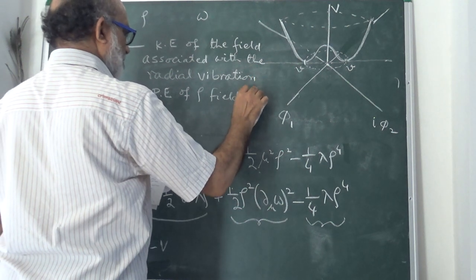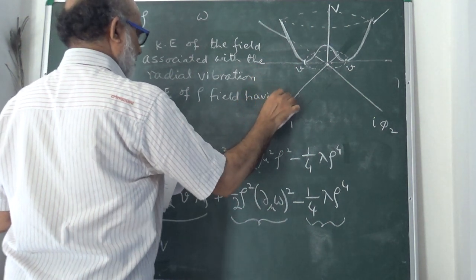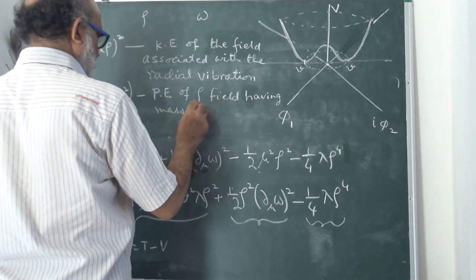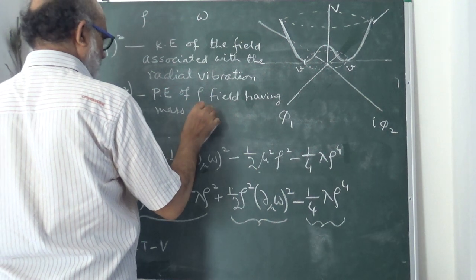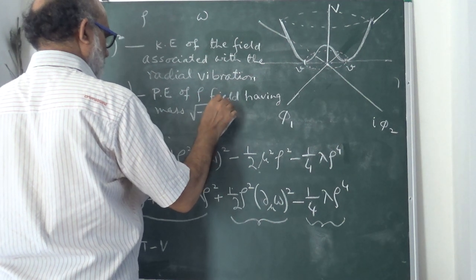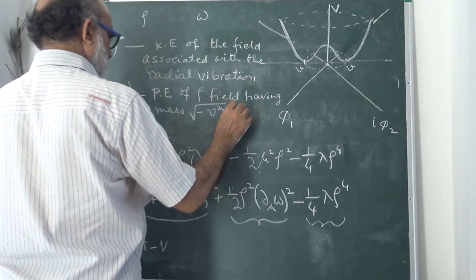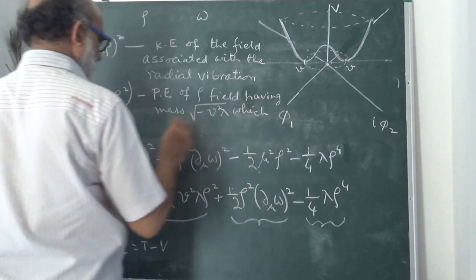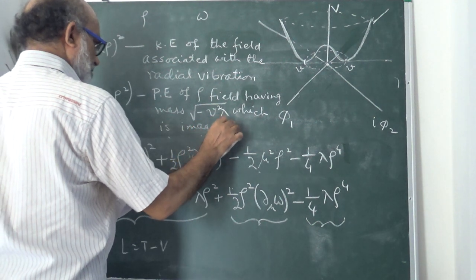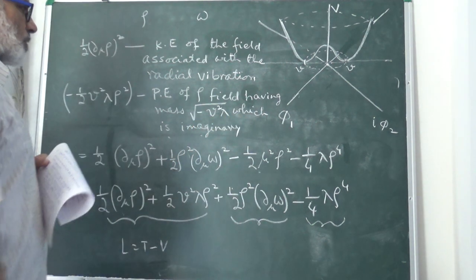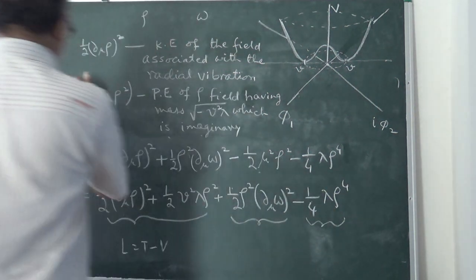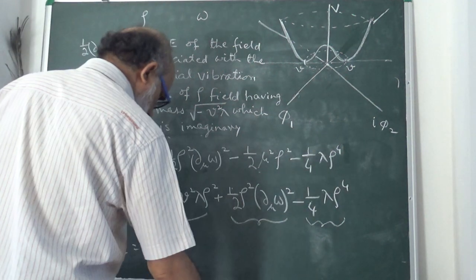Having mass, this is mass minus v square by lambda under root, which is imaginary. And we know that this imaginary part means the potential of this curve will be upside down.